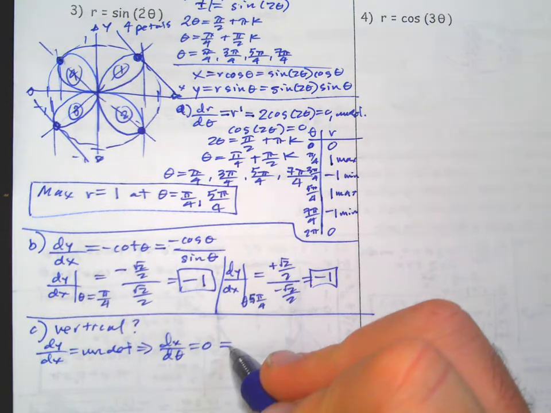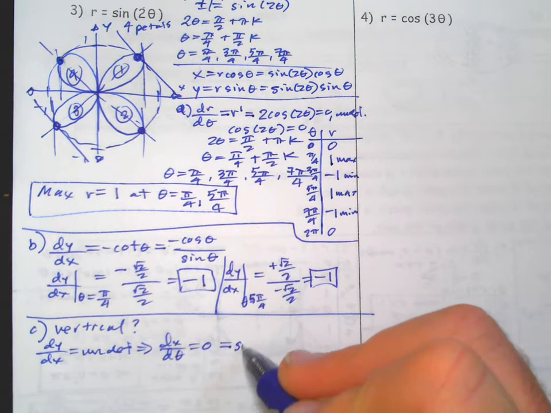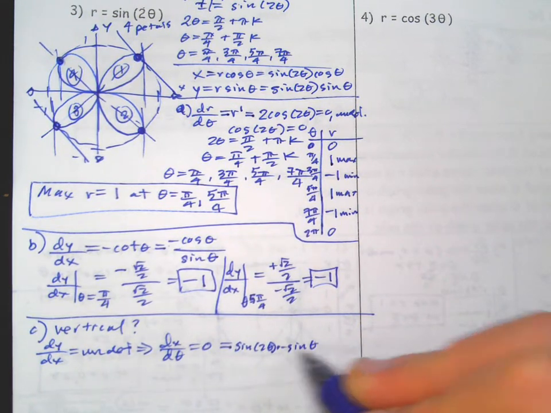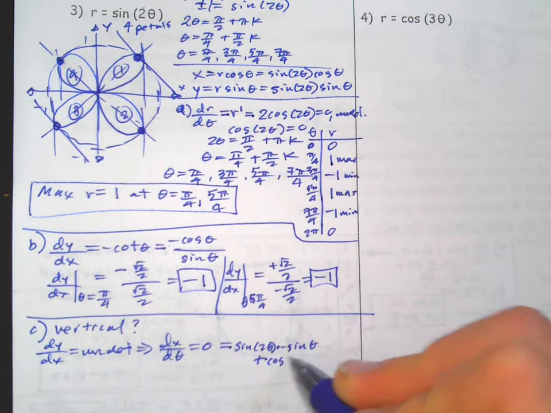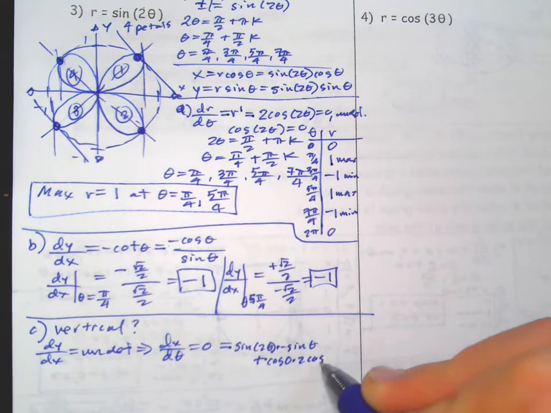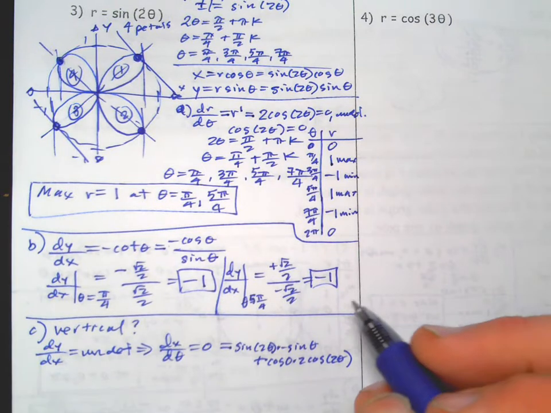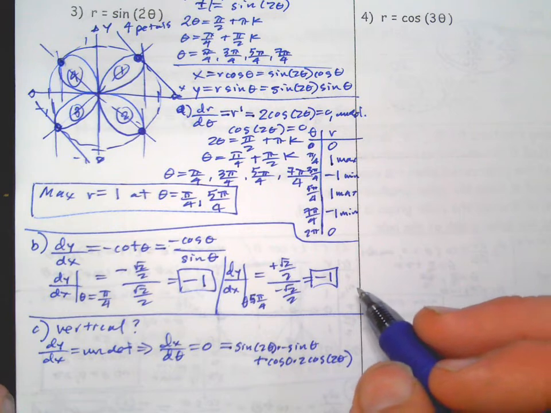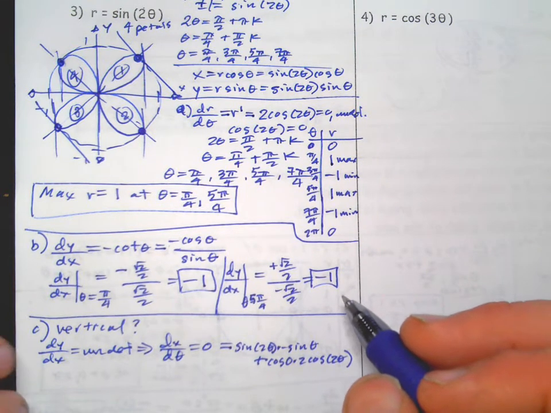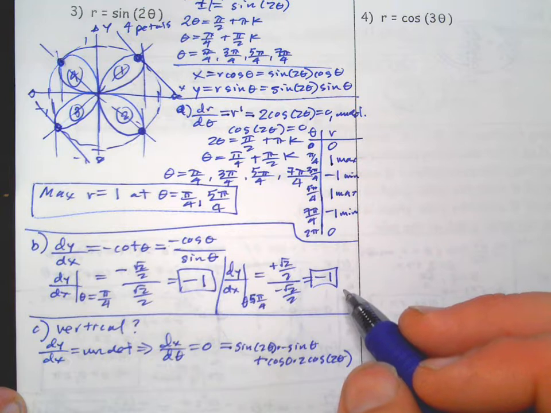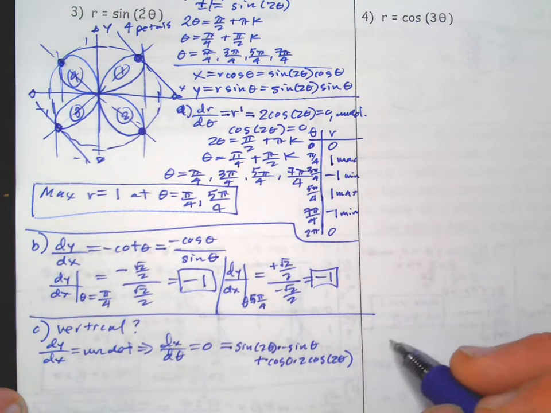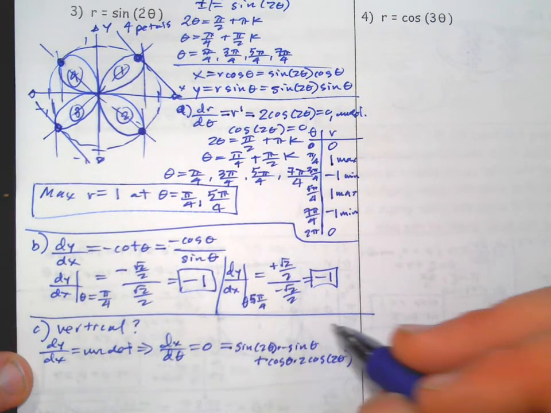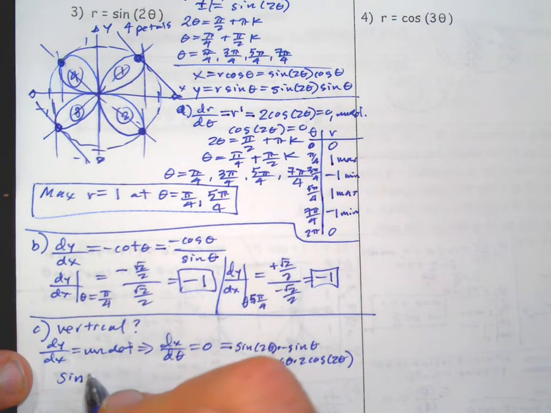So dx/d theta is going to be sine 2 theta times negative sine theta plus cosine theta times 2 cosine 2 theta. Ooh, this looks bad. Let's see, this one might be a little fun. To solve this, you really want to get rid of those 2 theta terms altogether. So you use a double angle identity, which I'm just going to write down here.